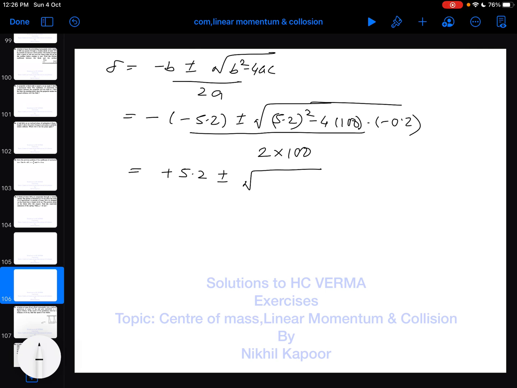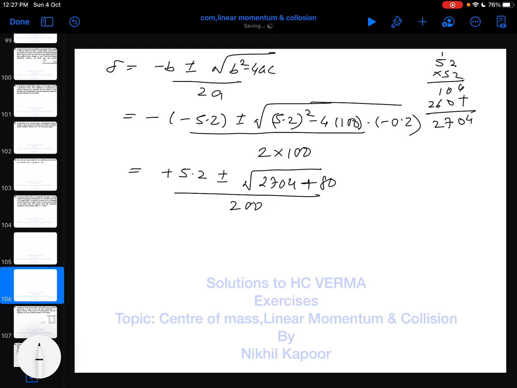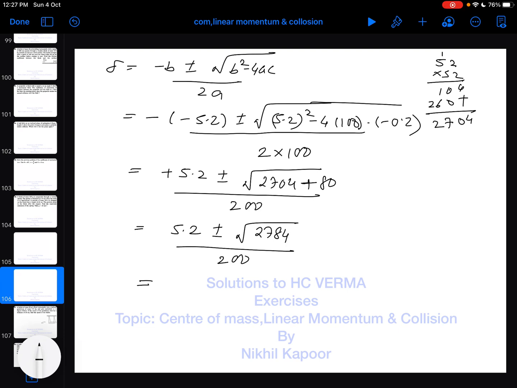So let's find the square of 52. 52 multiplied by 52, 2 2s are 4, 2 5s are 10, 5 2s are 10, 0 1 carry, 5 5s are 25 plus 1 26, 4 0 7 2. So that comes out to be 2704. Minus minus become plus. So 4 into 0.2 will be 0.8. 0.8 plus 100 would be 80 upon 200. So 5.2 plus or minus under the root of 2784 upon 200. Okay, now what would be the root of 2784?